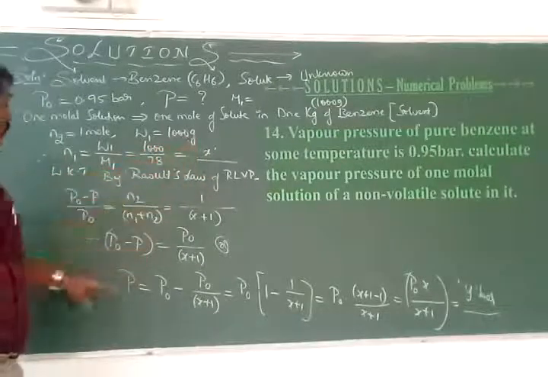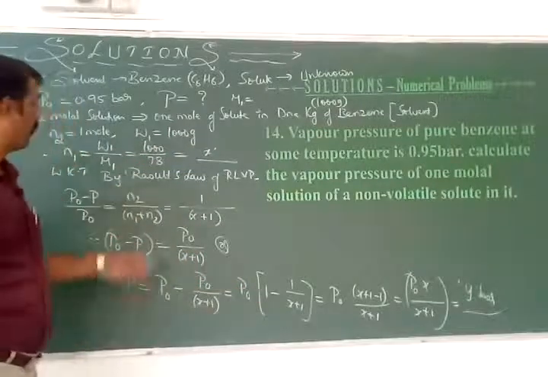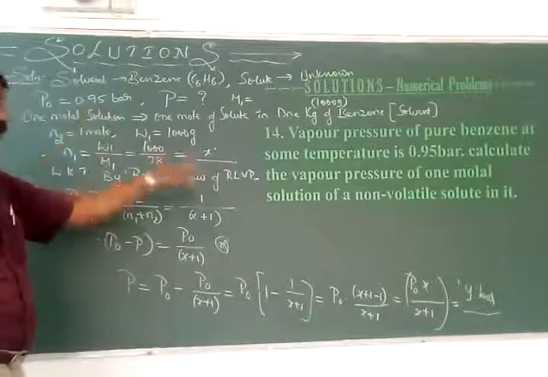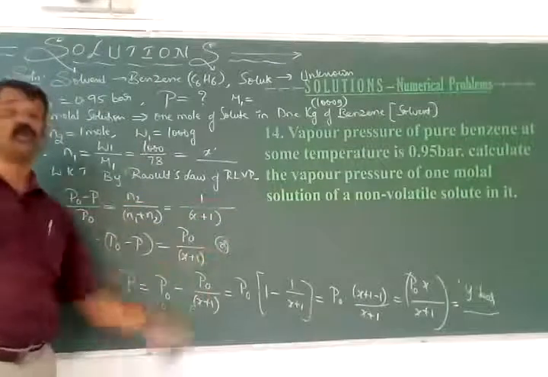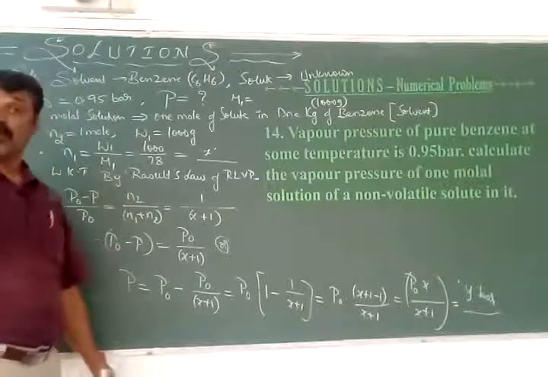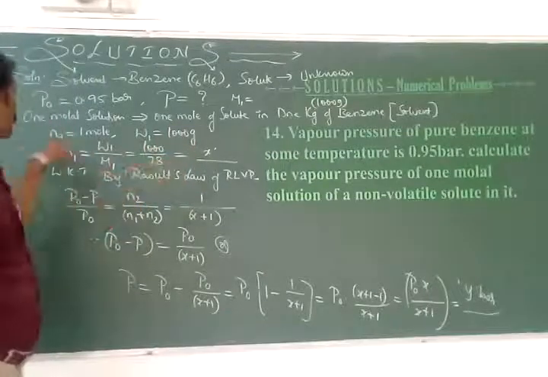I don't know the exact value. Then by knowing the value of X, and P0 is known. What is P0 here? 0.95 in terms of bar. X is calculated. Therefore, P0 into X divided by X plus 1 is equal to Y. That way we get the P value, which is called the vapor pressure of the solution.